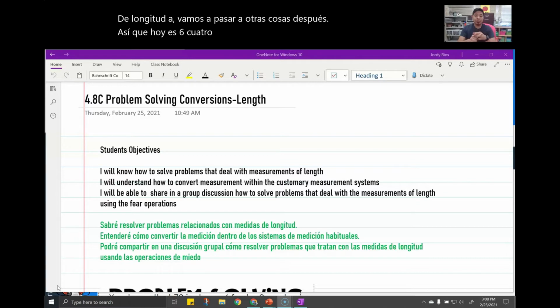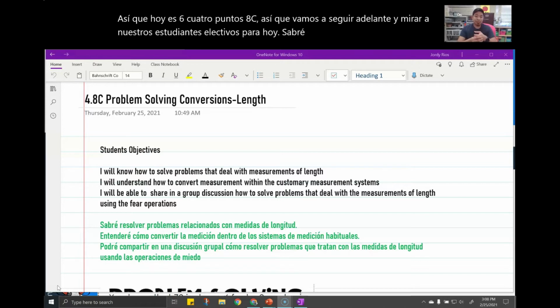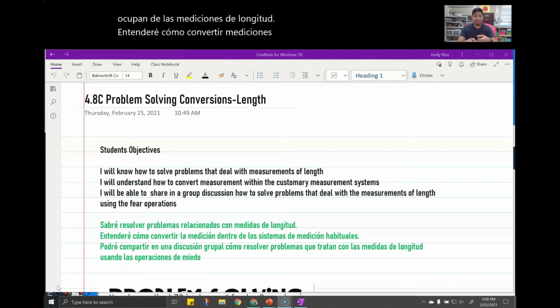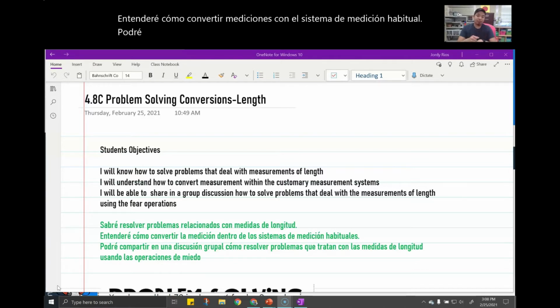So let's go ahead and look at our student objectives for today. I will know how to solve problems that deal with measurements of length. I will understand how to convert measurements with the customary measurement system. I will be able to share in a group discussion how to solve problems that deal with the measurements of length using the 4 operations.